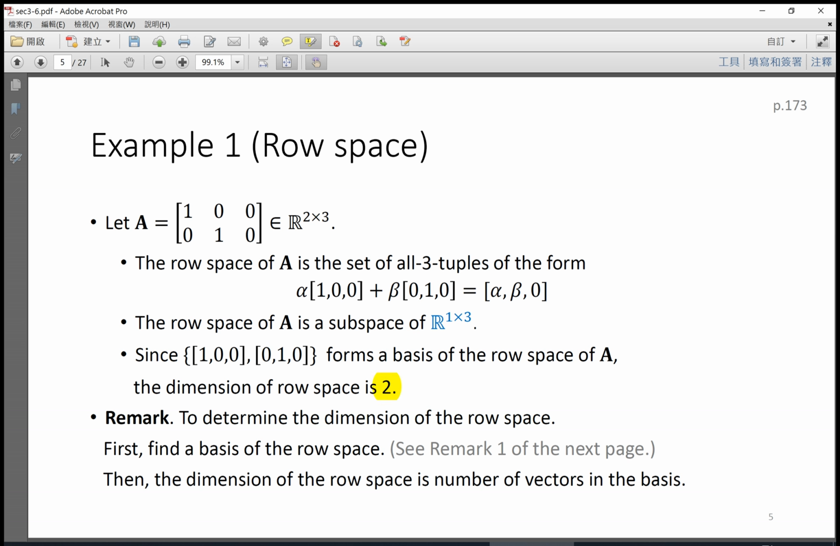But for other examples, the basis might not be as obvious as in this example. So to determine the dimension of the row space, first we need to find a basis of the row space. In the next slide, we will see this can be achieved using row operations. After the basis is found, the dimension of the row space is the number of vectors in the basis.